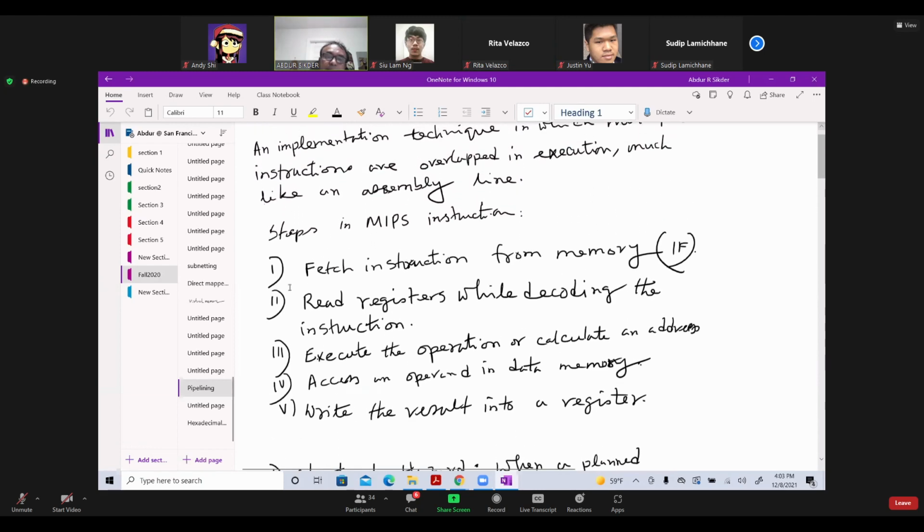This is the steps in MIPS instruction. So these are the 5 steps: fetch the instruction, this IF they call it, and read the registers while decoding. So it's the decoding phase. Execute the operation or calculate an address, access an operand in data memory, and then write the results into the register. So that's the 5 steps in MIPS instruction. You have that.